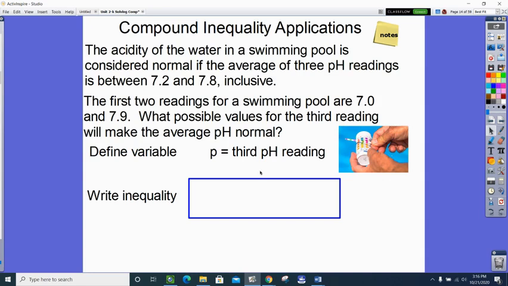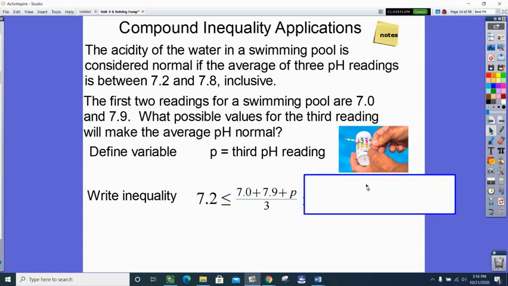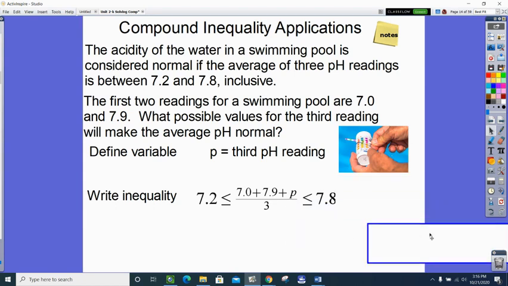All right, let's see how you did. So basically, we're going to take the 7.2 as one endpoint. That's the bottom. That has to be less than or equal to the average of the 3. So you have to add the 3, divide by 3, and that number had better be greater than or equal to 7.2 and less than or equal to 7.8. So this is your equation. And now it's a squeeze play that we're going to solve. So can you solve this squeeze play? See if you can do it right now. Pause the video and give it a go.